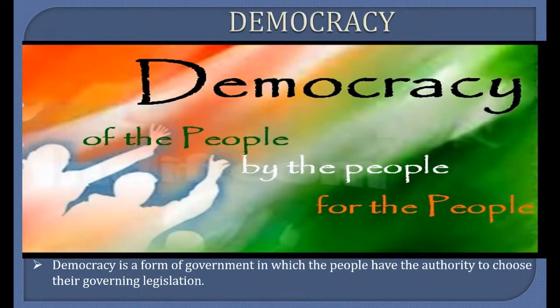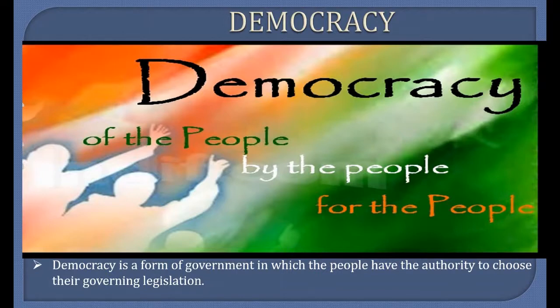Democracy. Children, what is democracy? A democracy is a form of government in which the people have the authority to choose their governing legislation. It means that in a democratic form of government, the rights are in the hands of the people. In a democratic government, election plays a very important role, as we know that people's representatives are selected through elections. Due to the election, different political parties get an opportunity to rule, which helps to bring changes in power through peaceful means. We expect that the government or the representatives that we have elected should be efficient, honest, trustworthy, and should respect the opinion of the people.